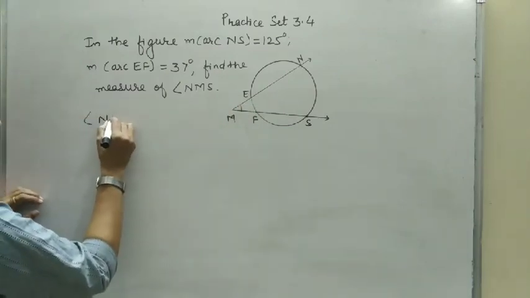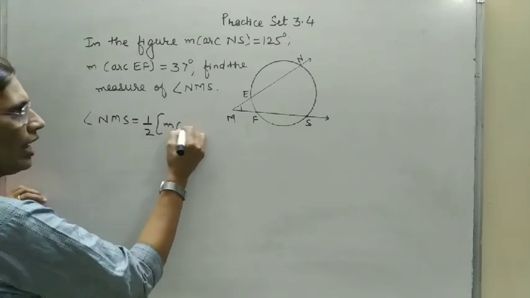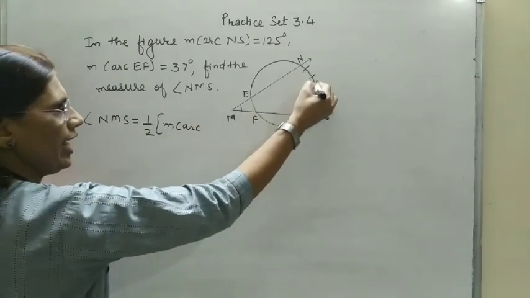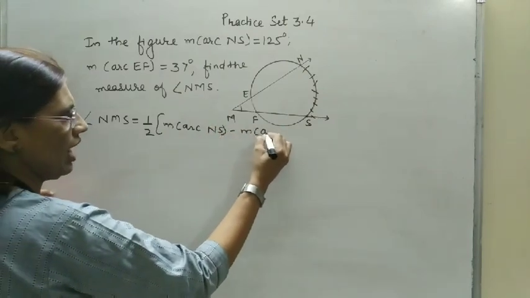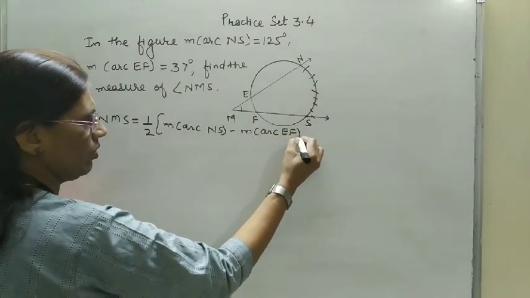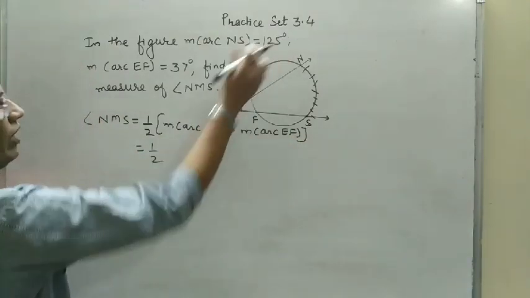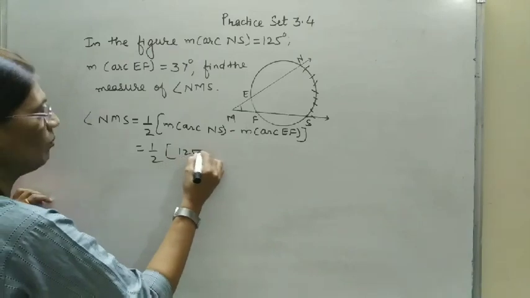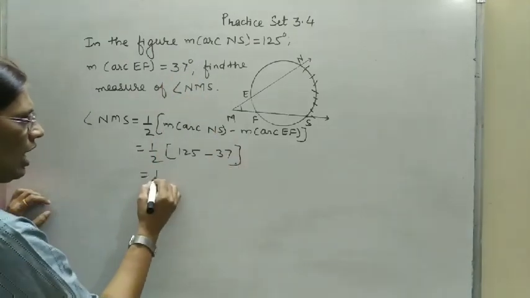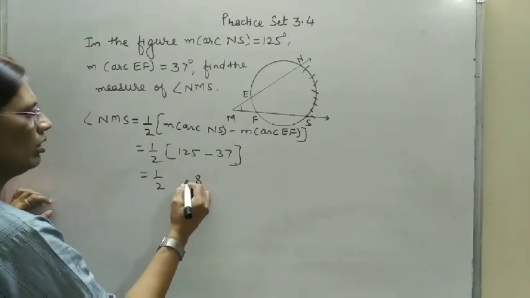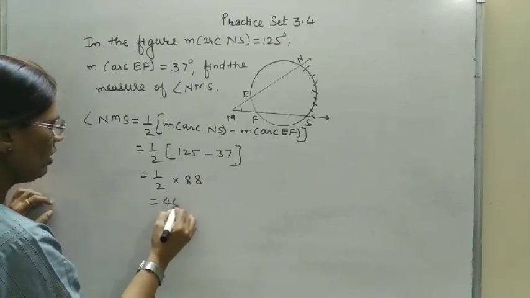So this angle NMS is half of major arc NS minus major arc EF. That is, we have major arc NS is 125 degrees minus EF is 37 degrees. That is half of, we get 88, that is 44 degrees.